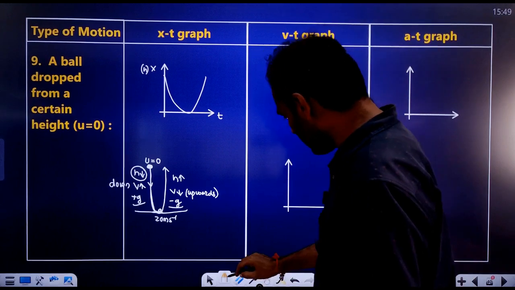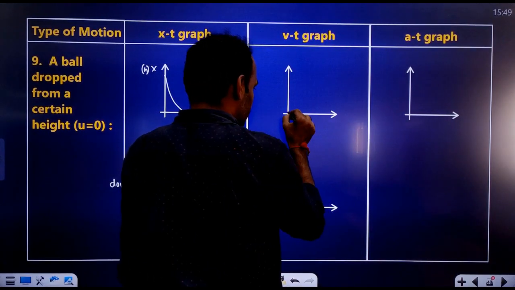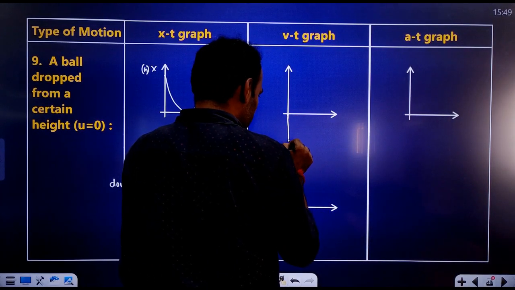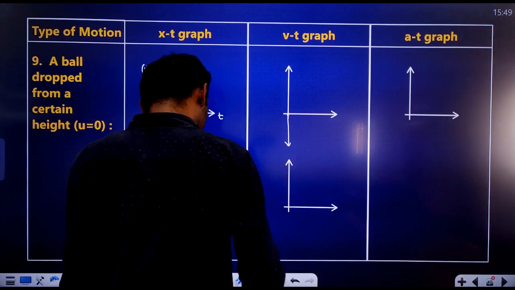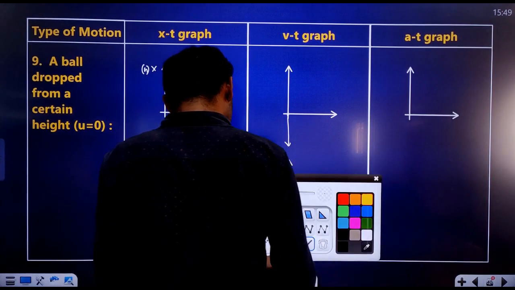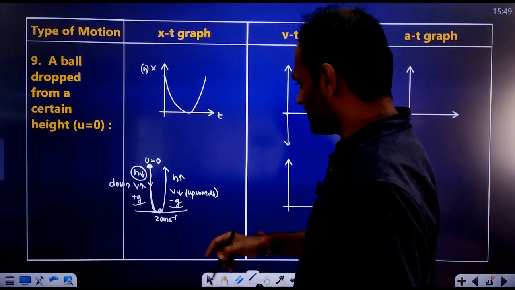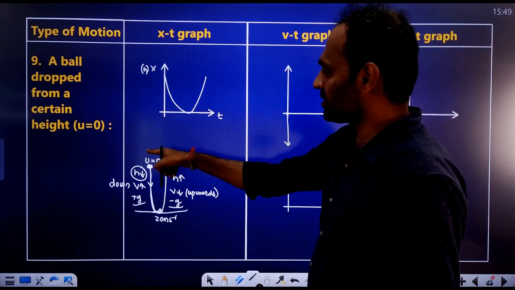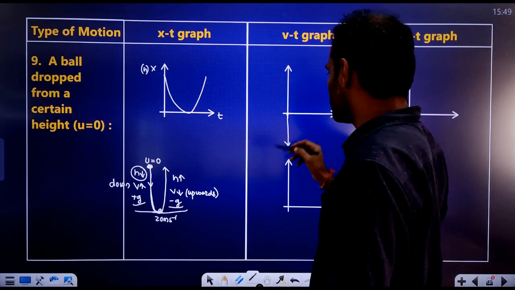So the velocity time graph will be like this. See the vt graph for this. Vt graph for this will be like this. So initially the velocity is increasing. What should the initial velocity be? When we have dropped it, its initial velocity is 0.